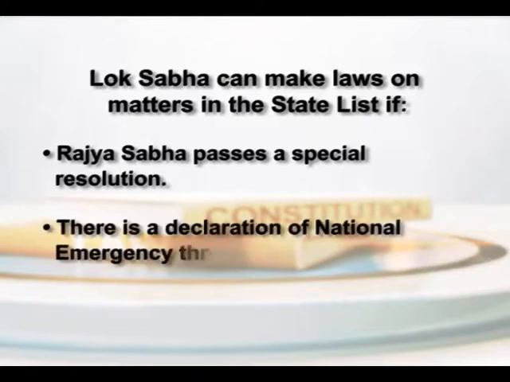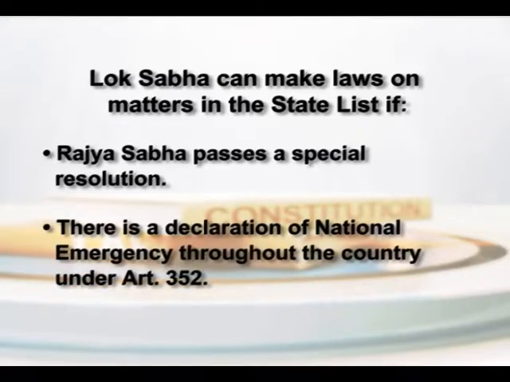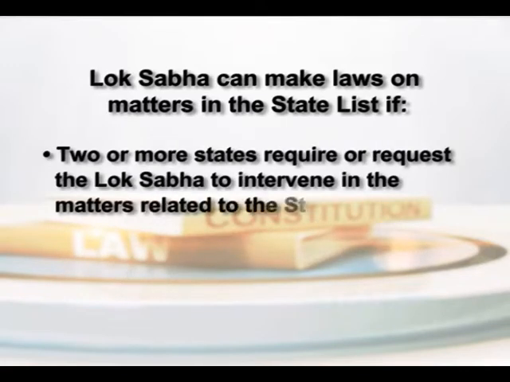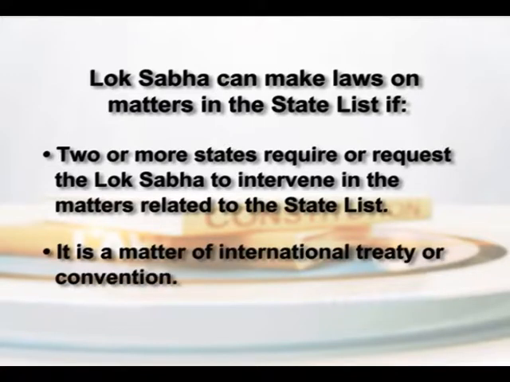Secondly, Lok Sabha can make a law on any of the items on the state list, provided there is a declaration of national emergency throughout the country under Article 352. Thirdly, if two or more states request the Lok Sabha to intervene on matters related to the state list. And finally, the Lok Sabha can make a law on any of the items on the state list if it is a matter of international treaty or convention. So far as the residuary powers are concerned, the Lok Sabha is in complete command over them.